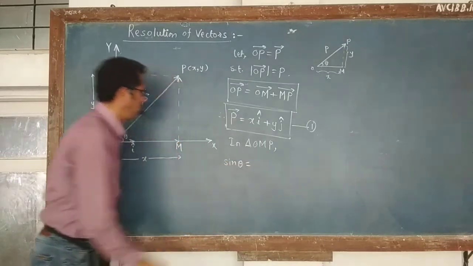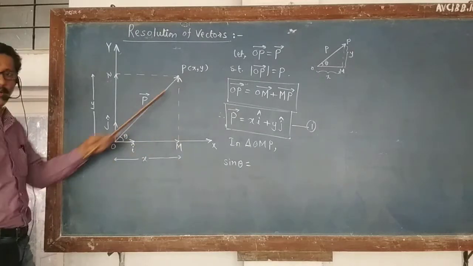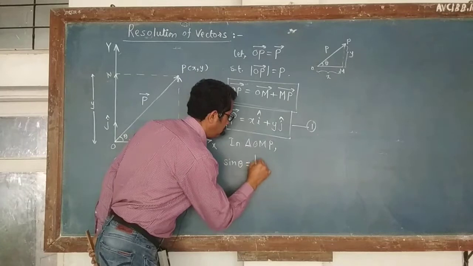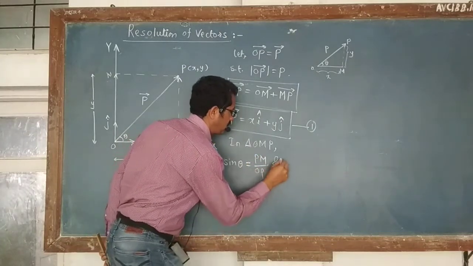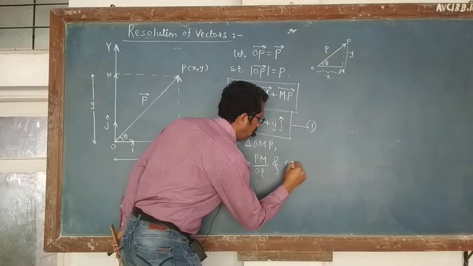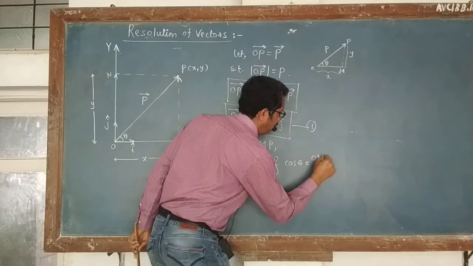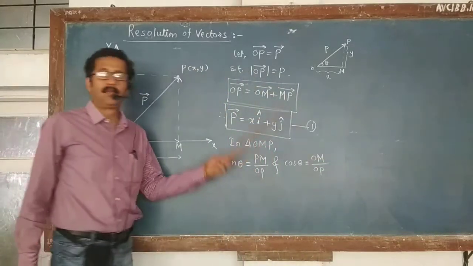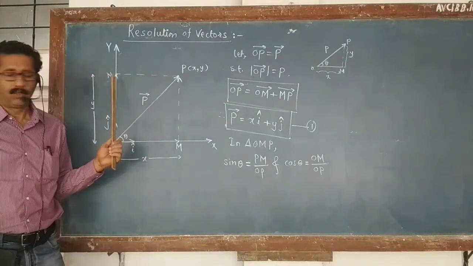Sine theta is equal to, you find it as opposite upon hypotenuse. So it's PM divided by OP. Am I right? Feel free to give answers. It is PM divided by OP. And what about cos theta then? Adjacent upon hypotenuse. So that is equal to OM upon OP. But what is OP in magnitude? It is P.